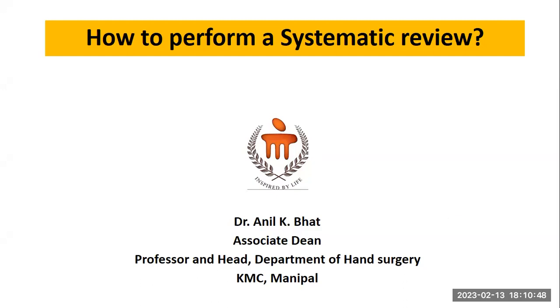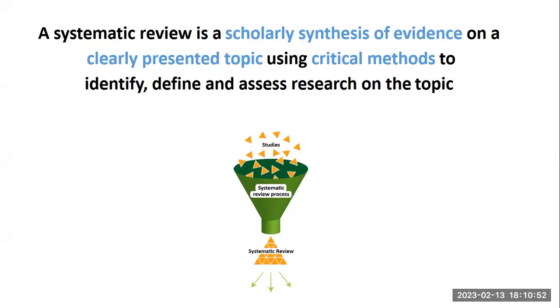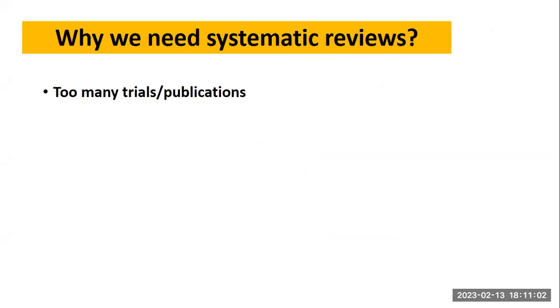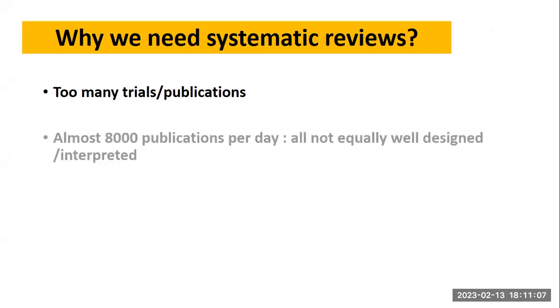Hello, everyone. I'll be speaking about how to perform a systematic review, which is a scholarly synthesis of evidence on a very clearly presented topic, using critical methods so that you can assess the research on any particular topic. And why do we need this? Because there are too many publications coming out every day, almost 8,000 publications per day. And not all of these are equally well designed or interpreted.